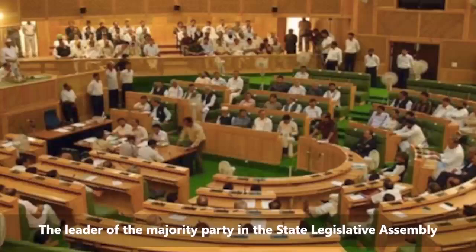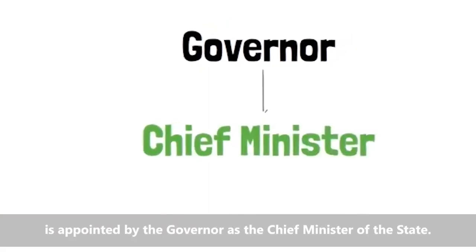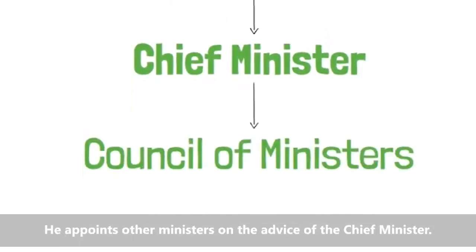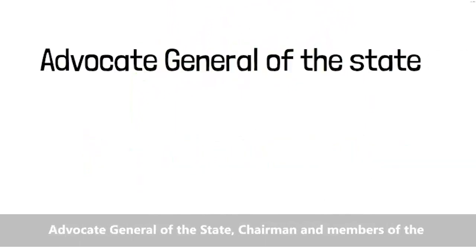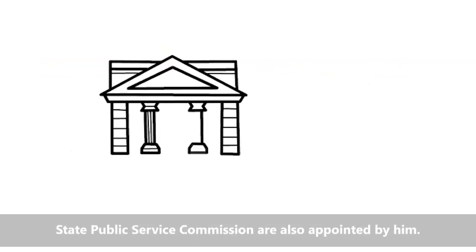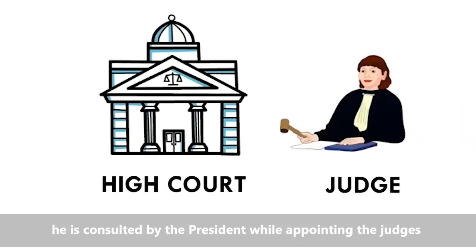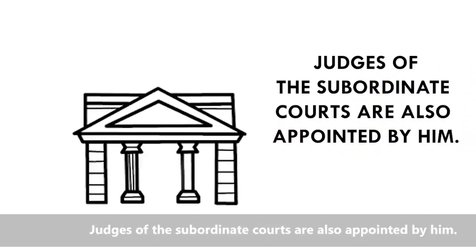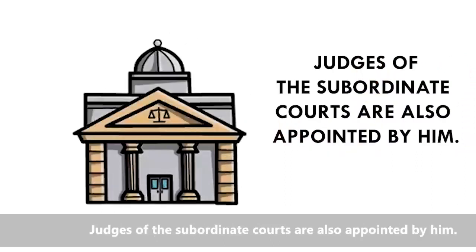The leader of the majority party in the state legislative assembly is appointed by the governor as the chief minister of the state. He appoints other ministers on the advice of the chief minister. Advocate General of the state, chairman, and members of the State Public Service Commission are also appointed by him. He is consulted by the President while appointing the judges of the High Court. Judges of the subordinate courts are also appointed by him.